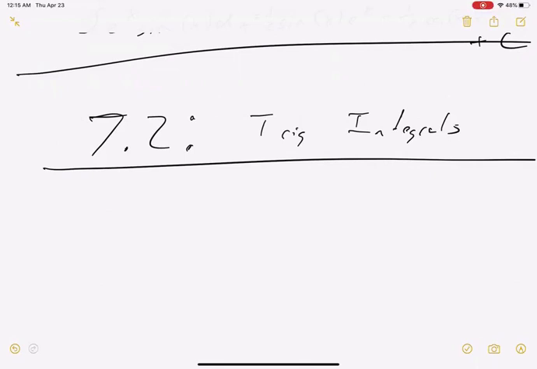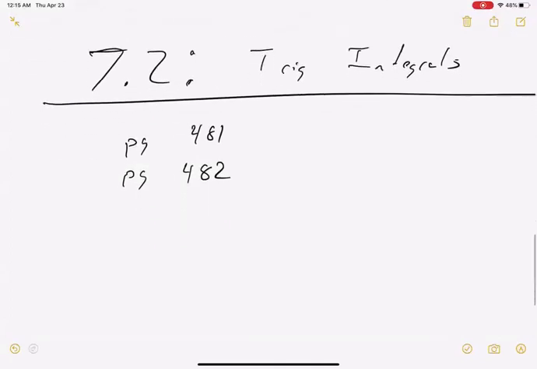We just have to know our tables. We have a couple of tables, page 481 and page 482. And then we should also know the double angle identities.